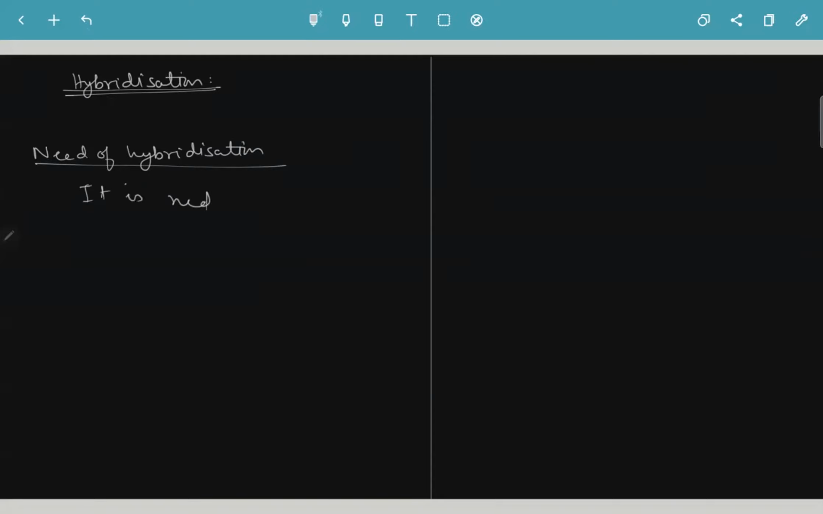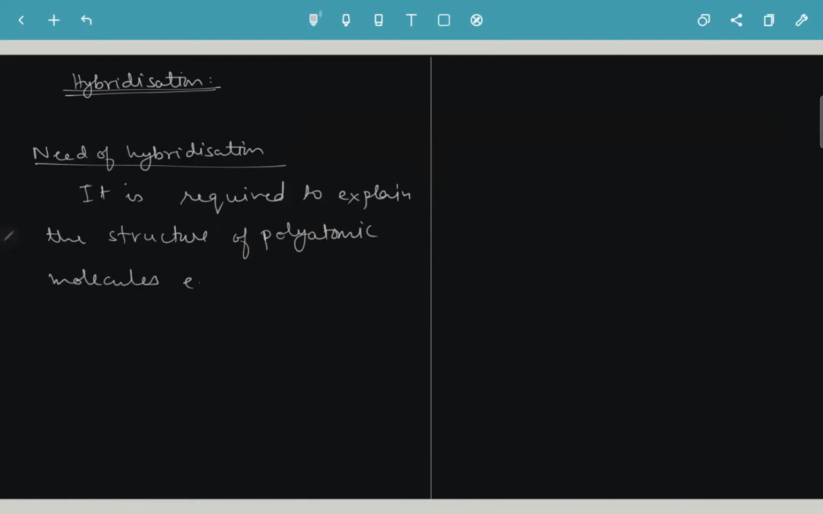It is needed to explain the structure of polyatomic molecules such as CH4, NH3, etc. Let us try and apply VBT in CH4 and look at limitations of VBT in CH4.